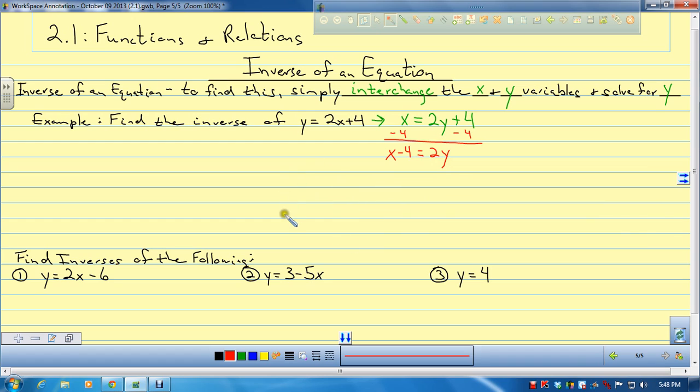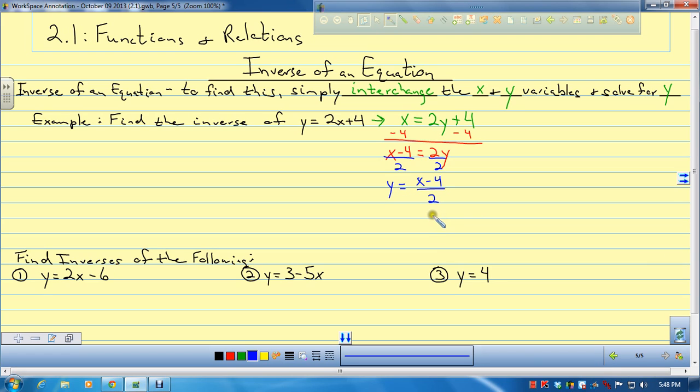Now what would I do next? I'd have to divide by 2, right? Divide everything by 2, and I'm going to flip-flop this, so these 2's are going to go away. I'm going to have y equals x minus 4 over 2.